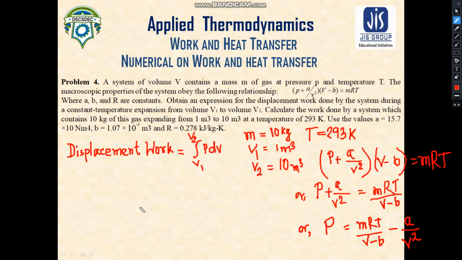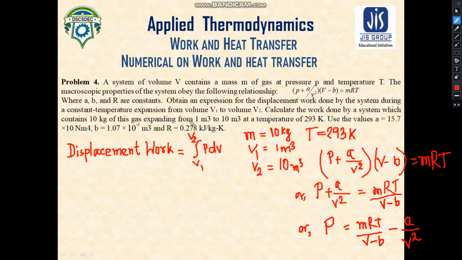As you can see, I have already told you that this will involve a lot of calculations. So a system of volume V contains a mass m of gas at pressure P and temperature T. The macroscopic properties of the system obey the following relationship. Okay, so the relationship is given to you here, where A, B, and R are constants.